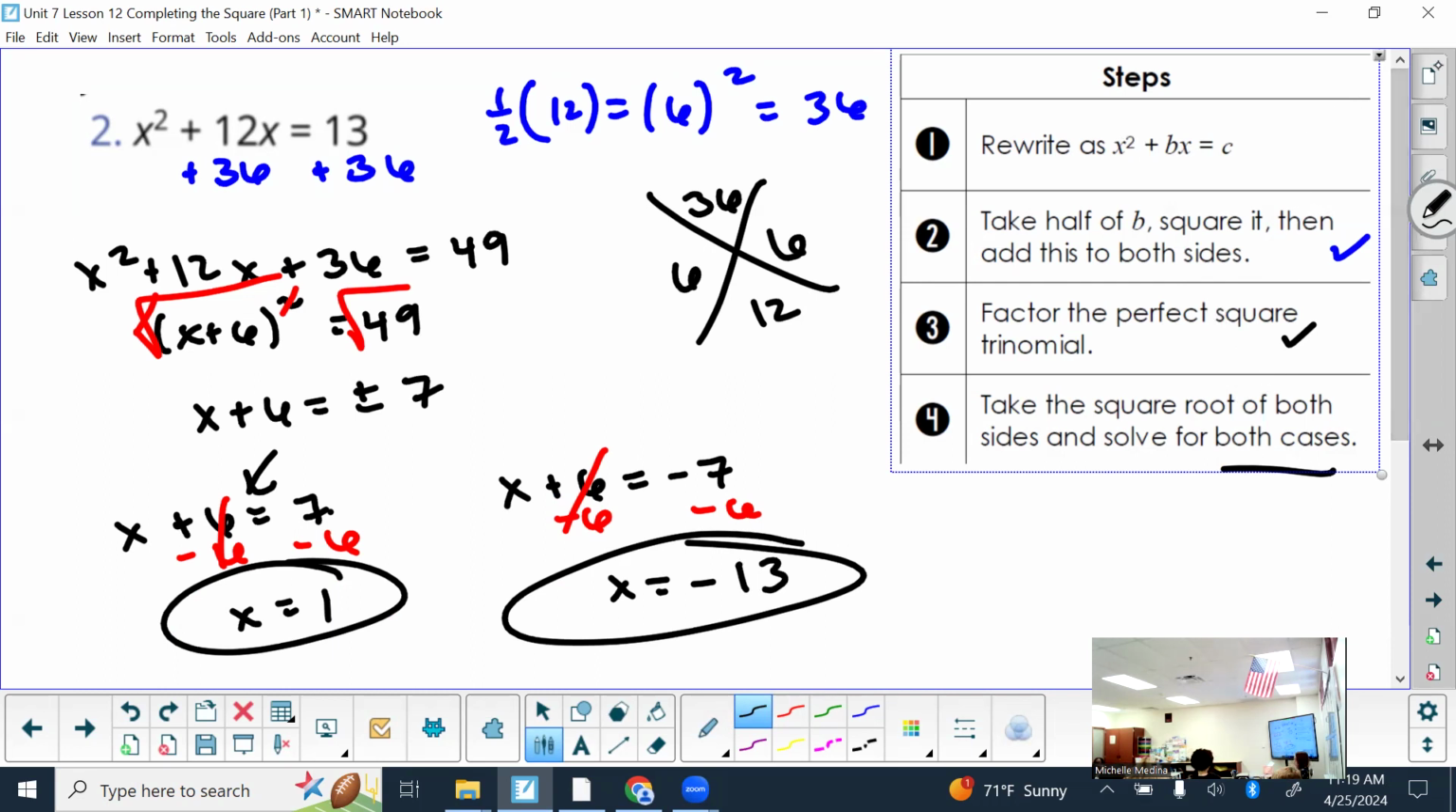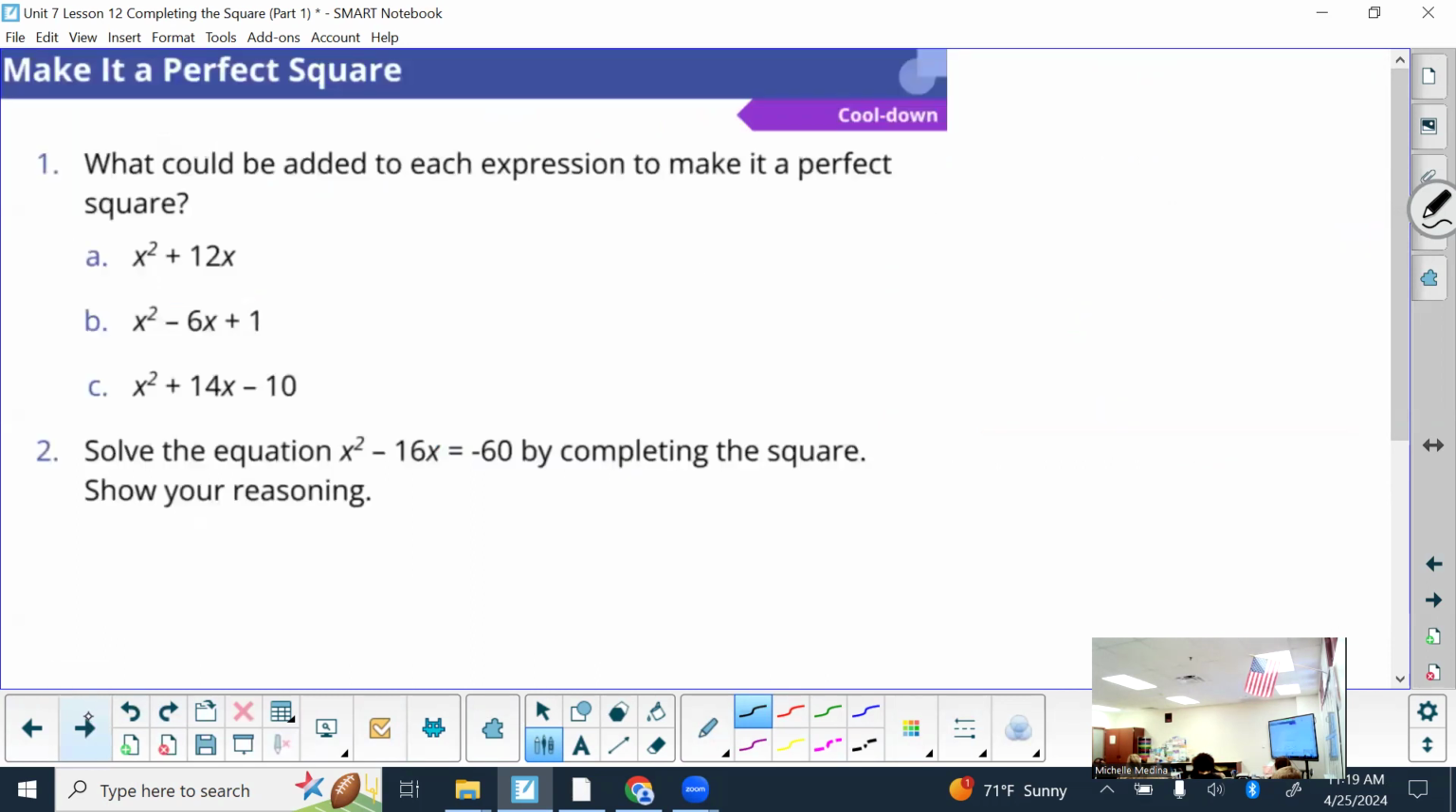All right, I'll leave this up while you work on your practice. But I mentioned that your tests might not ask just for the solutions. It'll be questions like this: what could be added to each expression to make it a perfect square? So think about it for this one. I don't know if you guys even know, but think about it. What needs to be added to make this a perfect square trinomial?